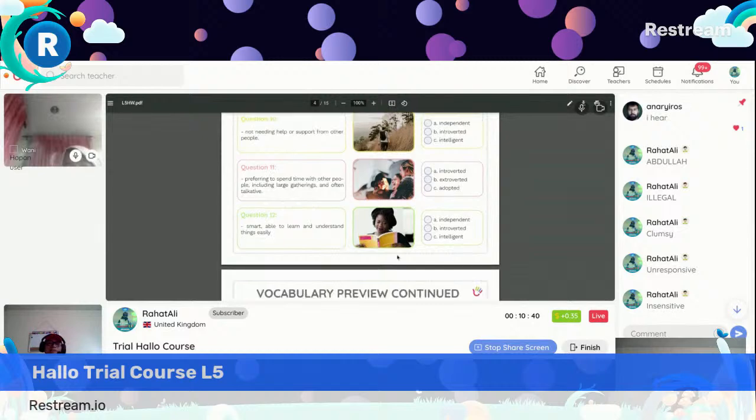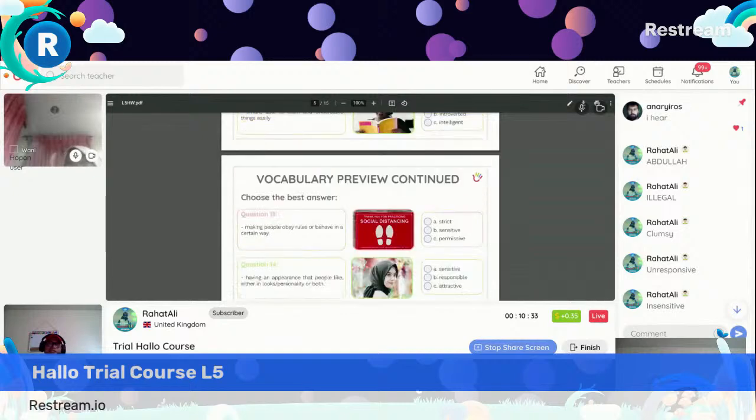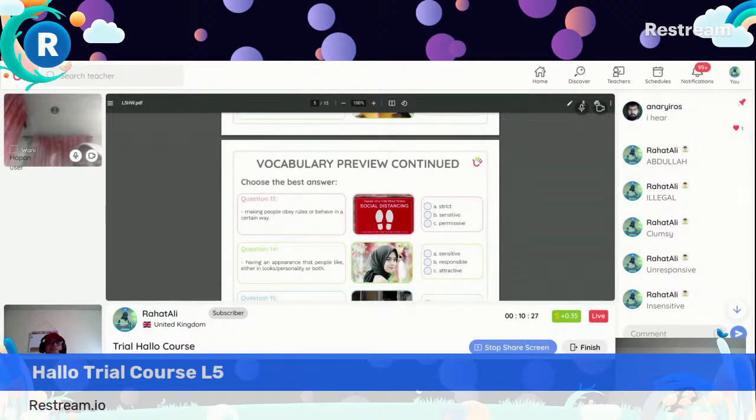Smart, able to learn and understand things easily. Intelligent. Like Wani is an intelligent girl. She can understand anything quickly. Well done, you're really doing great. Number 13, making people obey rules or behave in a certain way, like social distancing. B. Sensitive. Very good.